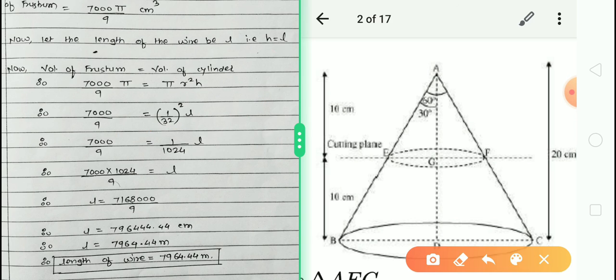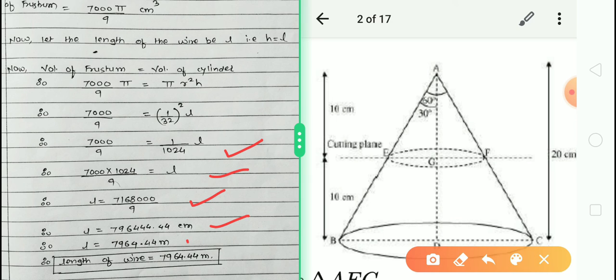Okay. Now 32 square is 1024. So in the next step we will get 7000 upon 9 is equal to 1 upon 1024 into L. Using cross multiplication, 7000 into 1024 upon 9 is equal to L. Multiplication of 7000 into 1024 will get 71,68,000. So length is equal to 71,68,000 upon 9, which comes to 7,96,444.44 centimeter. You can convert this value in meter.